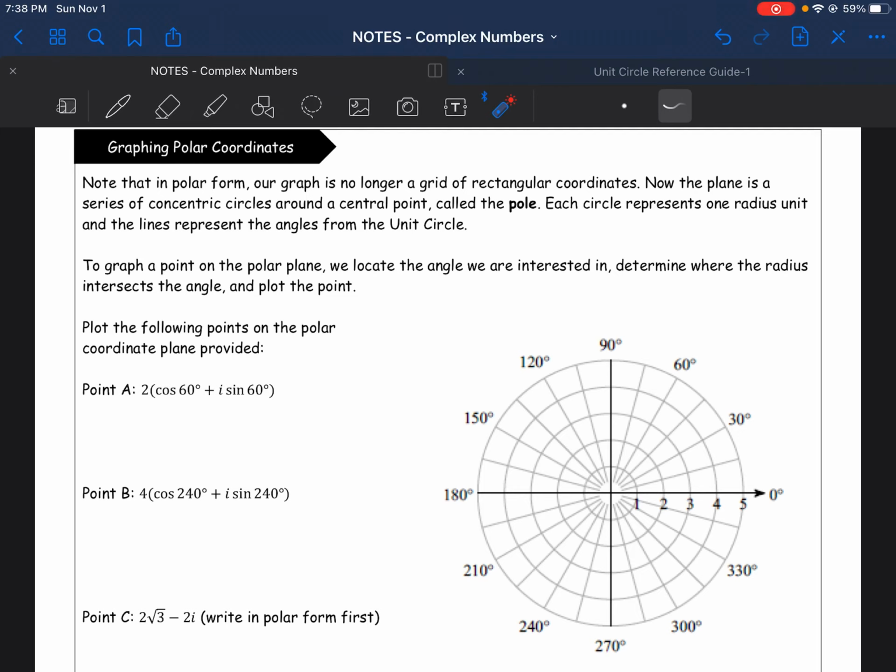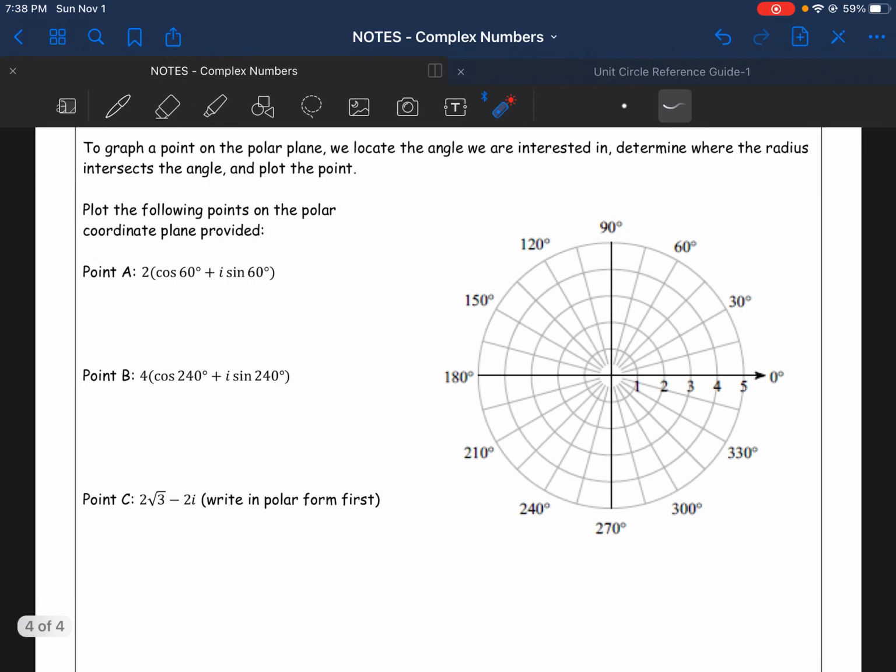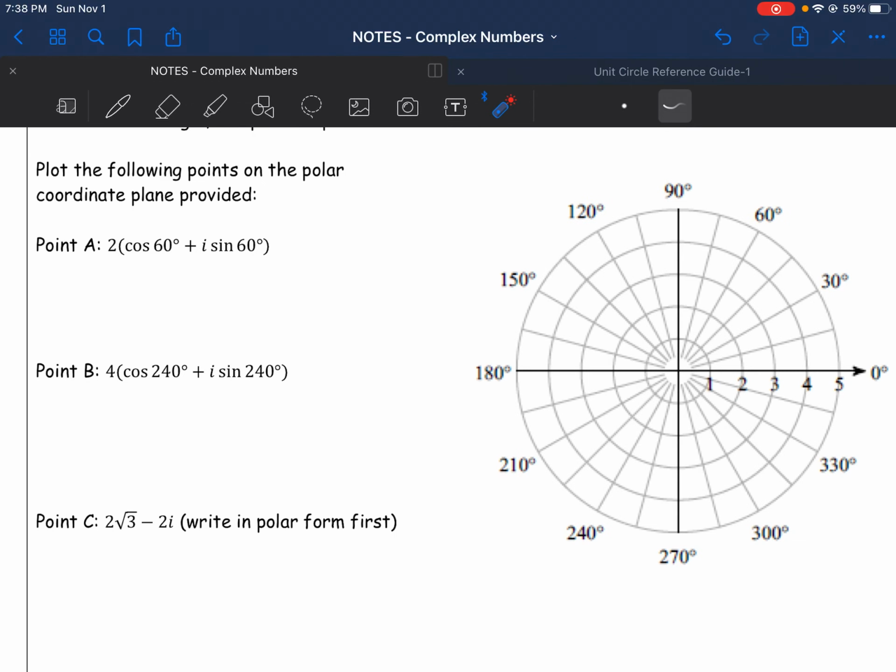To graph a point on the polar plane, we locate the angle we are interested in, determine where the radius intersects the angle, and then we plot the point. So here's a couple examples. Let's plot point A, which is 2 cosine of 60 degrees plus i sine of 60 degrees. I'm going to do this one in blue.